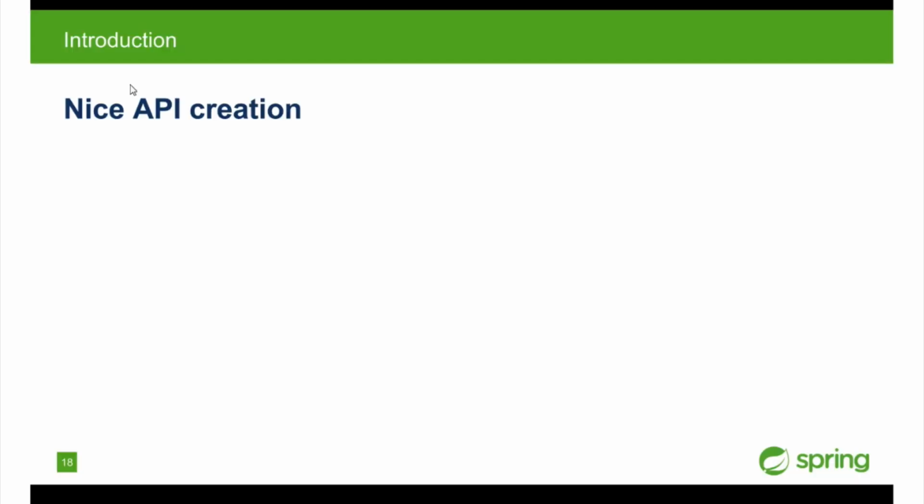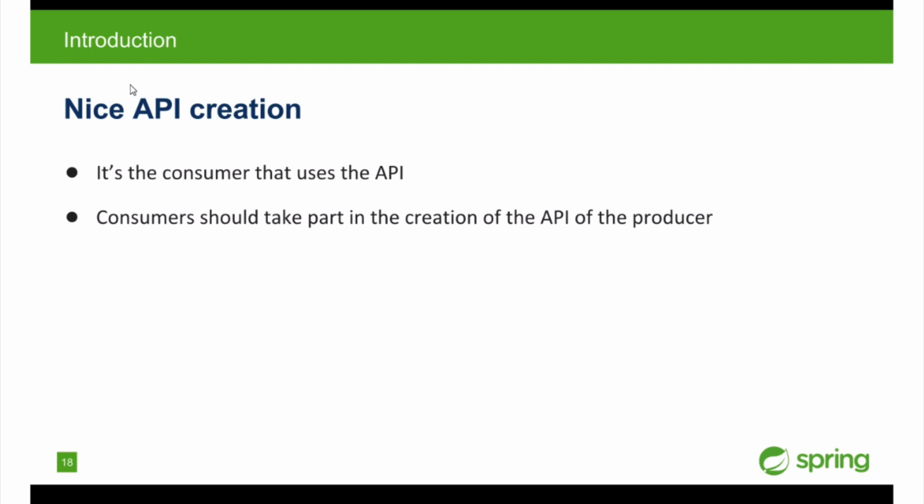Another one is nice API creation. The consumer is called a consumer because it's consuming the API. And it's called this for a reason, because it knows how the API should look. Thus, they should take part in the creation of the API of the producer.